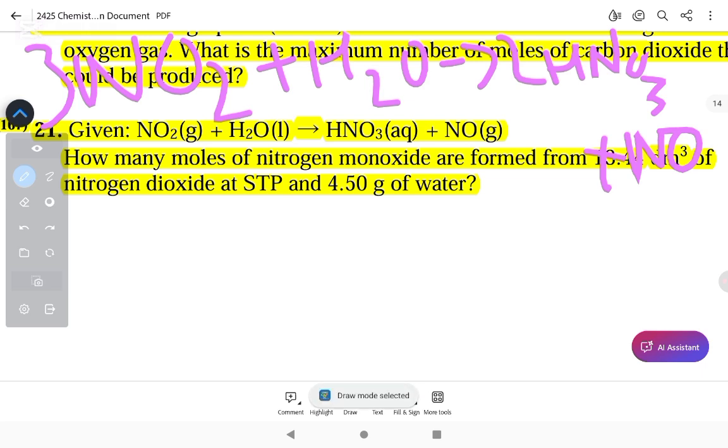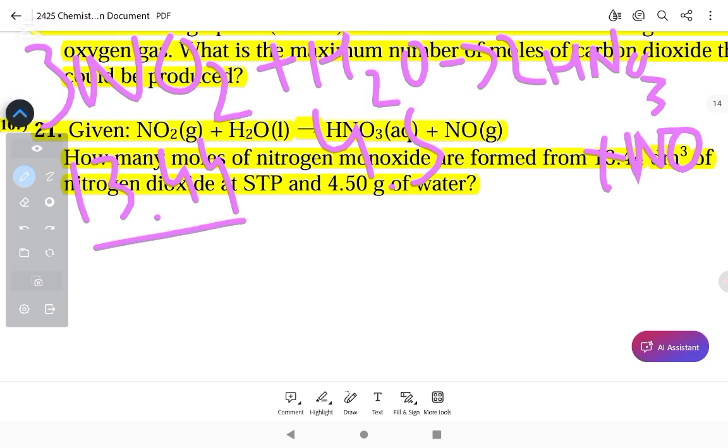dioxide at STP and 4.5 grams of water? Like I always say, what do they give you? 13.44 decimeter cube of nitrogen dioxide, and H2O 4.5 grams. Volume to moles is always divided by the STP or RTP based on what they give you. They give you STP. So 13.44 over 22.4 gives you 0.6.